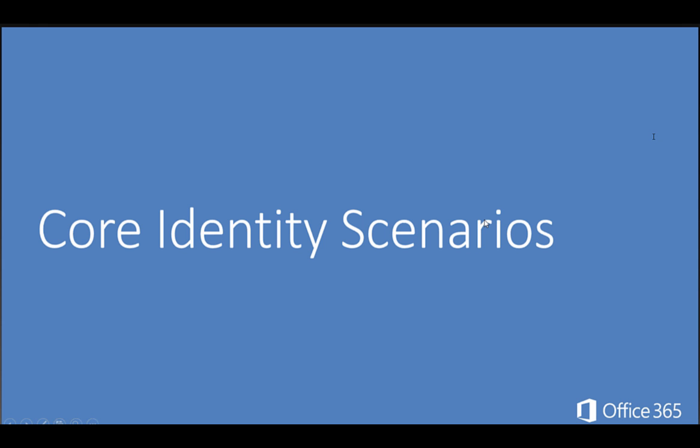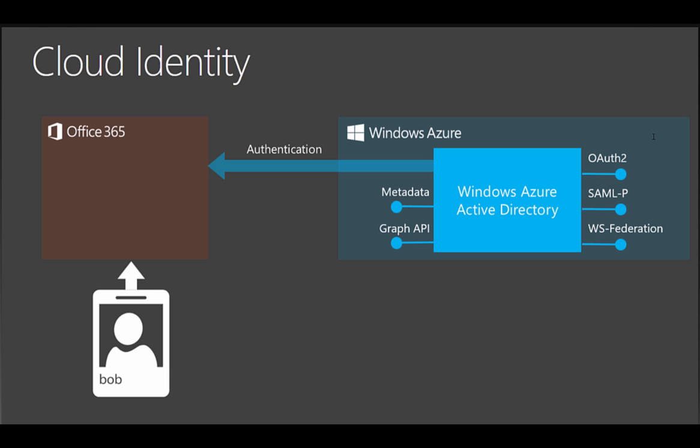So with all of this in mind, let's go through a few core identity scenarios and really try and firm up the foundation of what I've been discussing here. Keep it simple. We've got Bob. Bob's looking to log into Office 365. How does Bob do that? Bob has our Windows Azure Active Directory account. There are a number of protocols that are supported here.